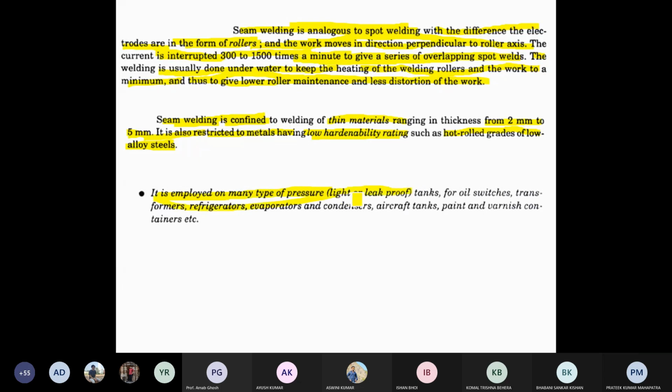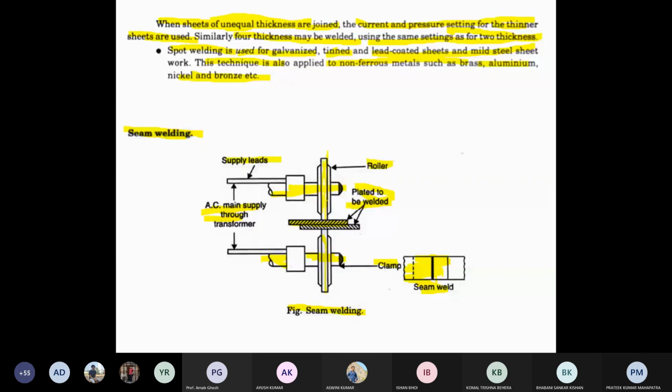So light or leak proof, that's another pressure tank. Light types of pressure tanks for oil switches, then transformers, refrigerators, evaporators and condensers, aircraft tanks, paints, and varnish containers. Okay, these all are the basic features and where this type of welding is going to be implemented. So that is your seam welding.